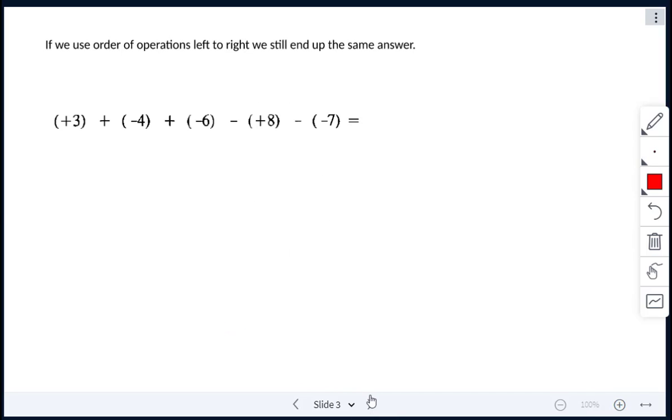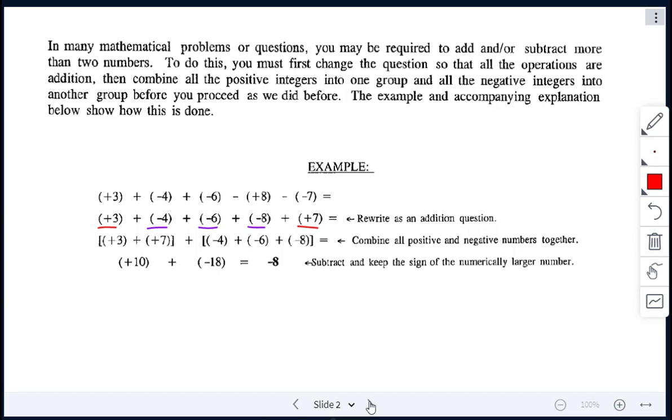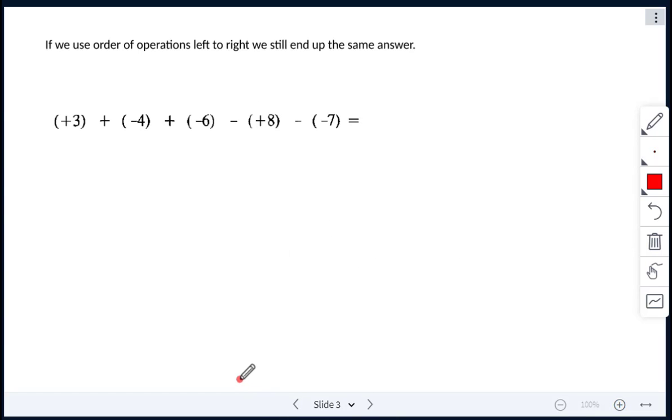Okay, so let's try this one. This is the same question, and all I wanted to show here was if you did this as order of operations, you would still end up with the same answer. If you didn't group it with your positive integers and your negative integers, and you just went ahead and did left to right, you would still end up with the same answer.